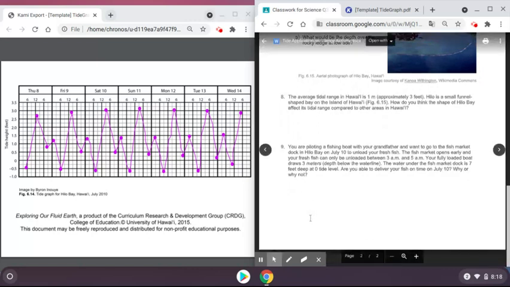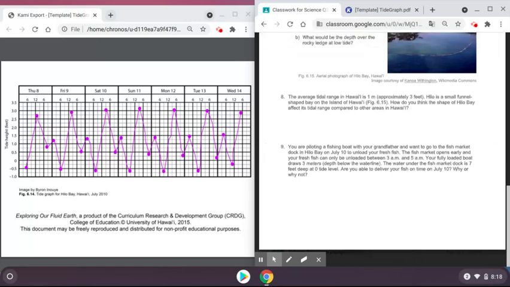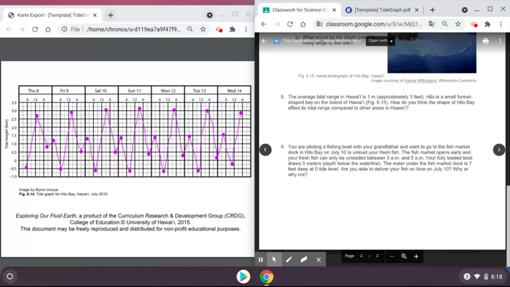Now, number 9, I'm going to go ahead and make extra credit. You are piloting a fishing boat with your grandfather and want to go to the fish market dock in Hilo Bay on July 10th to unload your fresh fish. The fish market opens early and your fresh fish can be unloaded between 3 a.m. and 5 a.m. Your fully loaded boat draws 3 meters below the water line. The water under the fish market dock is 7 feet deep at zero tide level. Are you able to deliver your fish on time on July 10th? Why or why not?